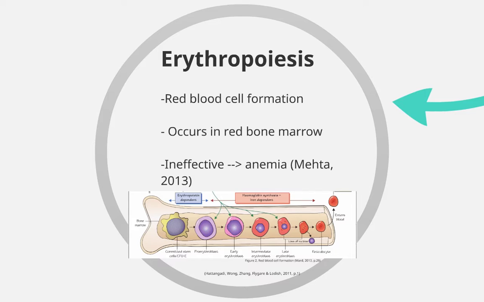Around 10 to 15% of developing erythroblasts die within the bone marrow before they form mature red blood cells. This is called ineffective erythropoiesis and is an important cause of reduced hemoglobin concentration in the blood, also known as anemia.